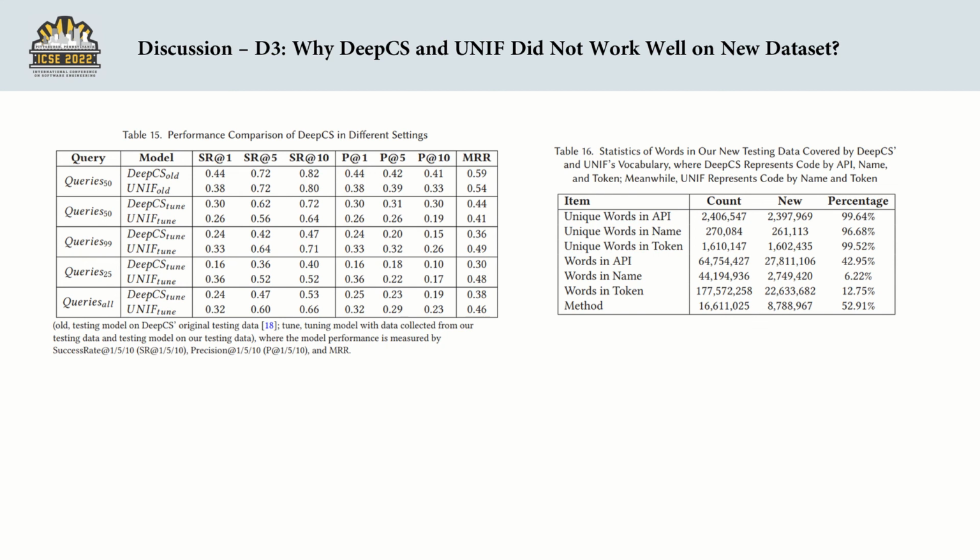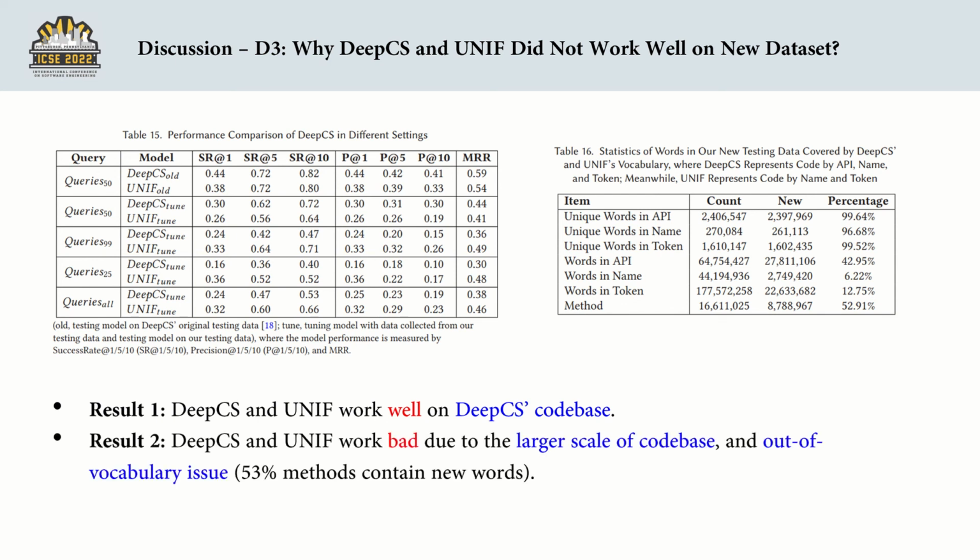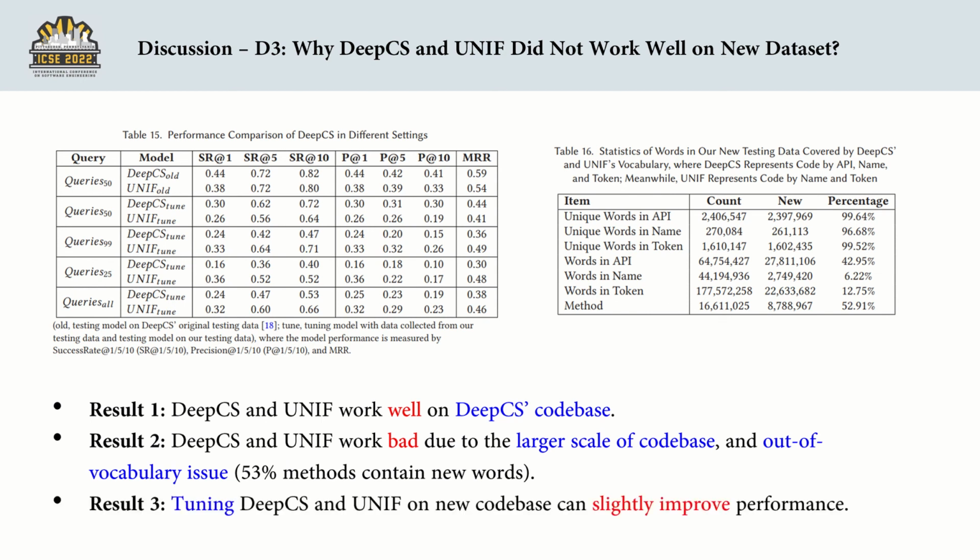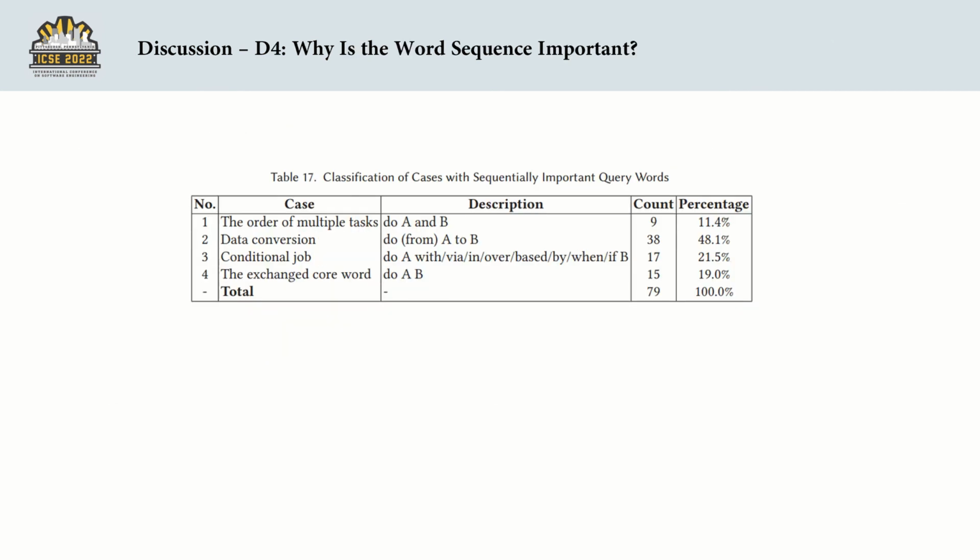Also, we investigated why the deep learning models do not work well on our codebase. We found that DeepCS and UNIF work well when using the DeepCS codebase, but they work badly on our codebase due to the larger scale of the codebase and the out-of-vocabulary issue. Tuning them with training data from our codebase can slightly improve the code search performance.